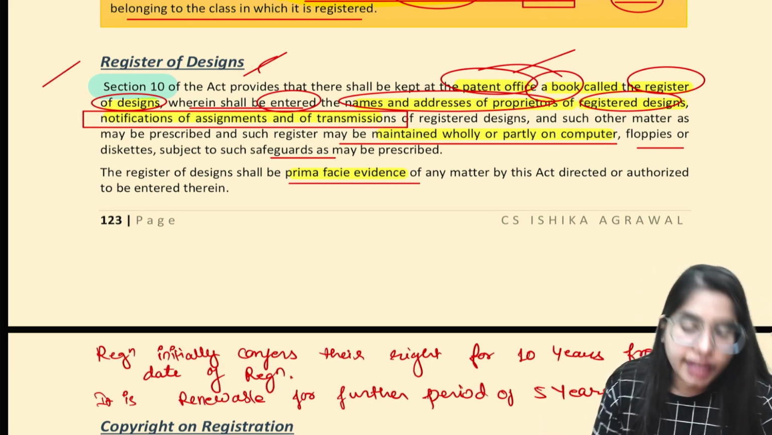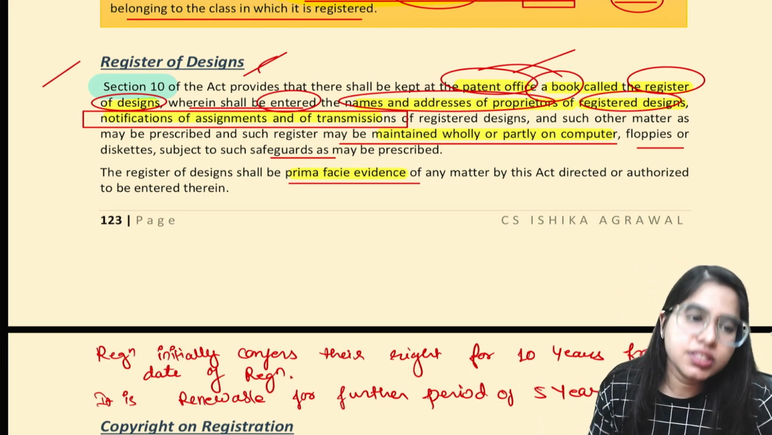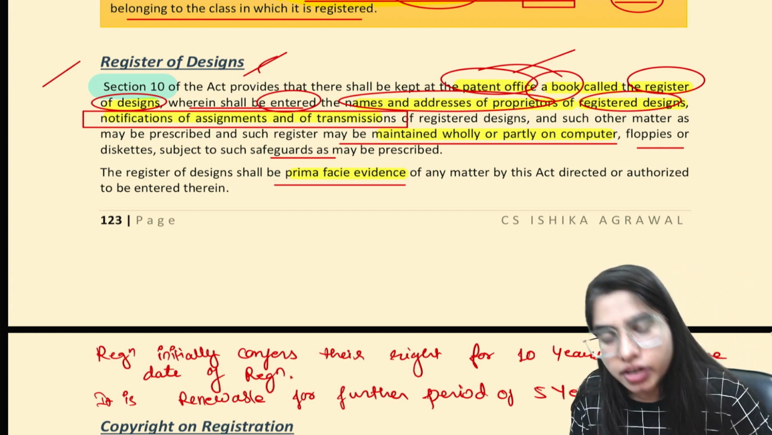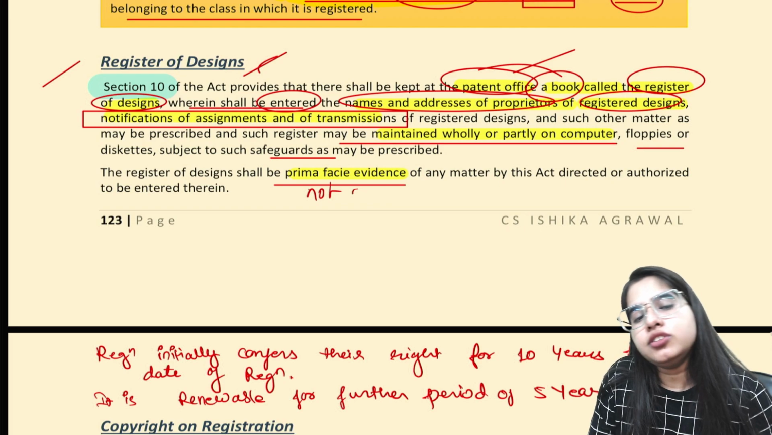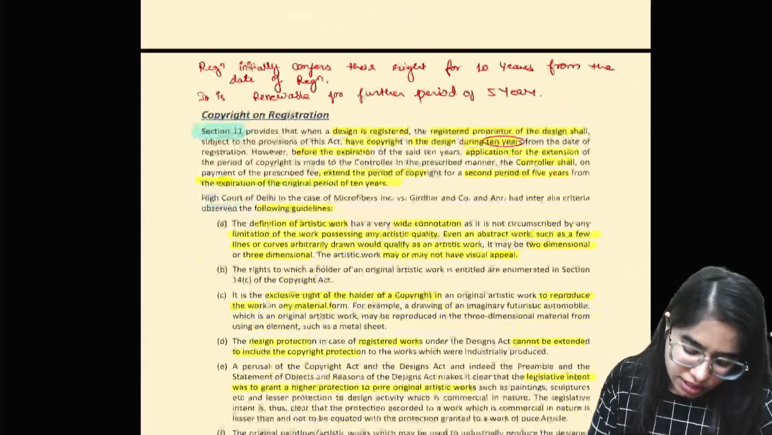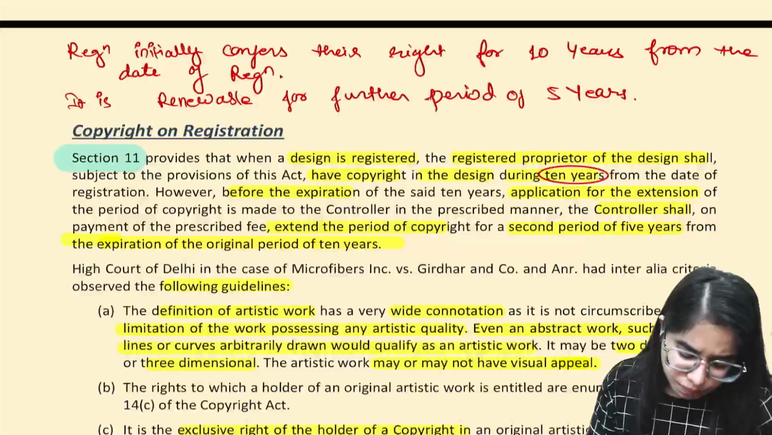Are we clear with this? And this register will be prima facie evidence that yeah, that design is registered in your name, but it is not conclusive evidence. Only prima facie evidence, not conclusive evidence. मतलब it can be countered. Are we clear with this? That is a small point about register of design.